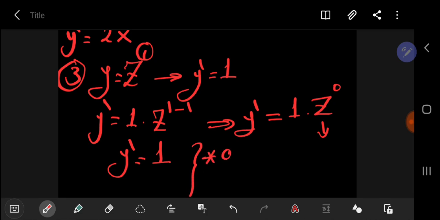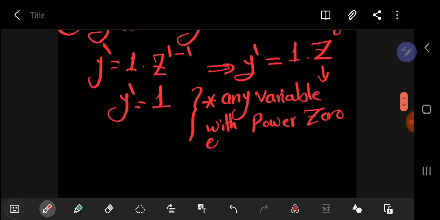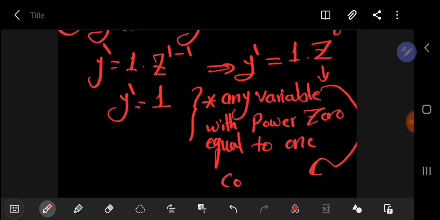It's like a note: any variable with power 0 equals 1. Not only a variable, also a constant. Any variable or constant with power equal to 0, the result will be 1.